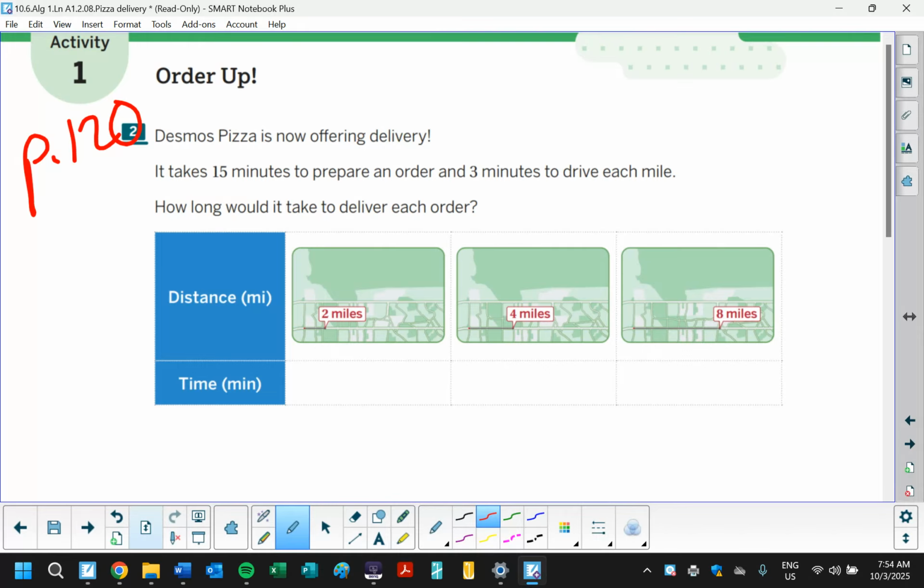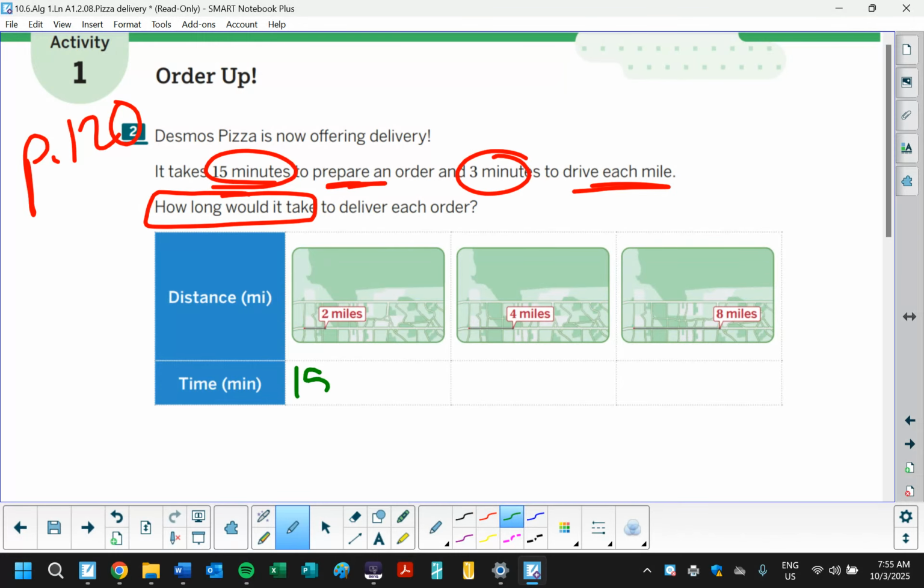All right, so you should have taken a couple minutes, tried to complete numbers 2, 3, and 4. Here's what we got. And of course, you're marking up your text. 15 minutes just to prepare an order, 3 minutes to drive each mile. How long would it take to deliver each? So what I'm seeing here is if I were to start 15 minutes just to make the pizza, and then 3 minutes and another 3 minutes, well, how many 3 minutes do we have? 3 minutes for each mile. And so 15, in addition to the 6 minutes of driving, would leave us with 21 minutes.